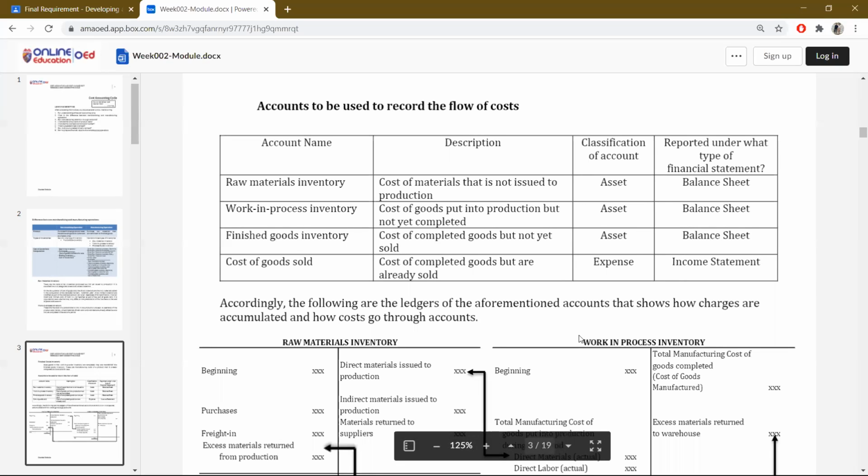Whereas cost of goods sold, I have already mentioned this one. Cost of completed goods that are already sold. So these are already expenses. So it is presented in the income statement. Okay.